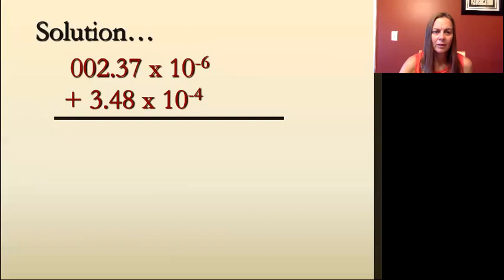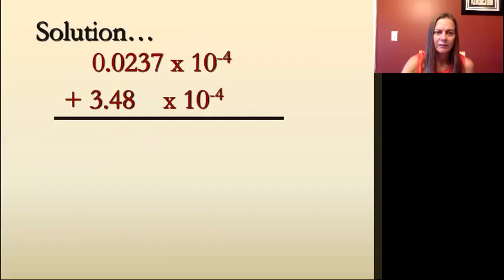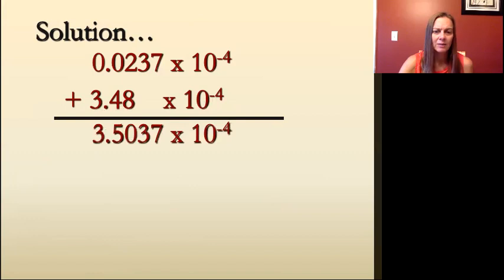So I'm going to insert my zeros in front. I'm going to move the decimal 2 places to the left, 1, 2, and that's going to give me 0.0237 times 10 to the negative 4. And I'm going to add those numbers up, and I'm going to get 3.5037 times 10 to the negative 4th. And we'll talk about rounding when we talk about significant figures.